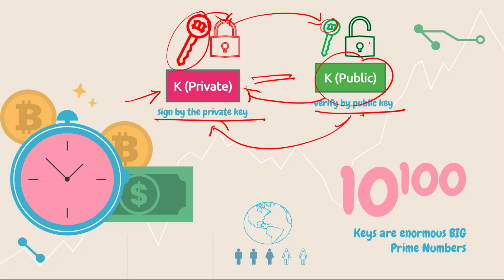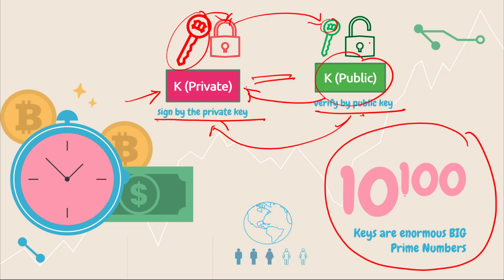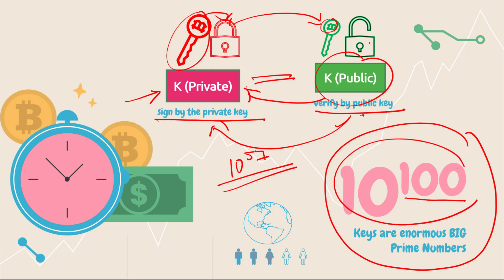The other important thing is, when we are talking about these keys, we're talking about enormous, gigantic numbers. These numbers are 100 digits long, or sometimes more than 100 digits long. And just to give you a perspective, the total number of atoms is 10 to the power 57 in the whole Milky Way. So now you can imagine how big this number is going to be.